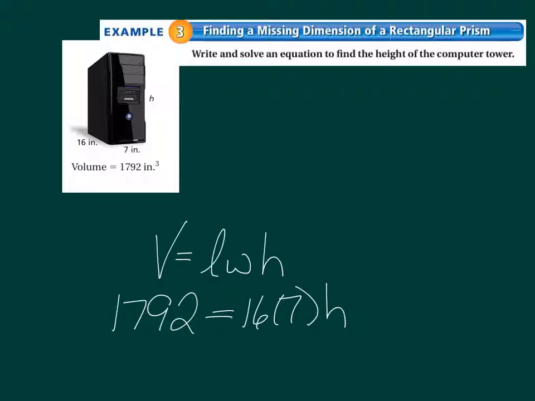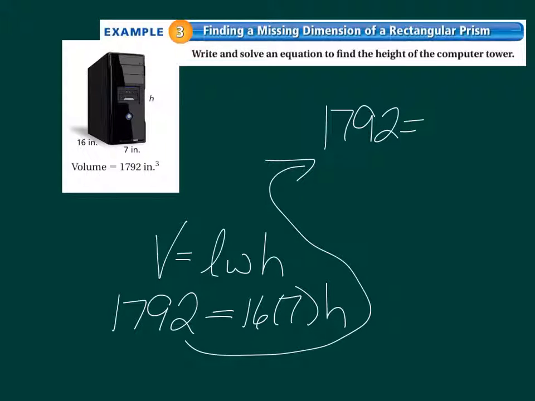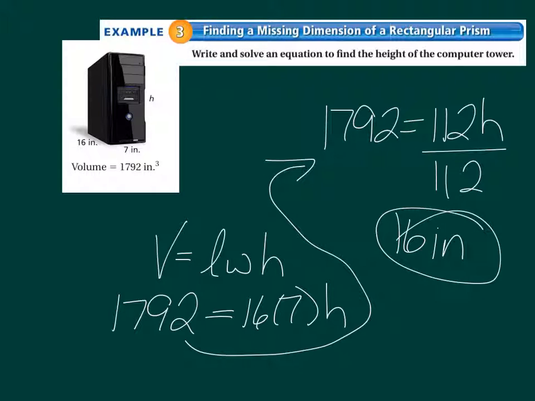So now I have this. I'll carry this up here, guys. So now I have 1792 is equal to 112 times h. And if I want to solve for h, all I need to do is divide by 112. So now I have 1792 divided by 112. I'll punch that in, and it looks like I get 16, and my unit of measurement is inches. So watch for some of those in your homework as well, because they're really not that hard.